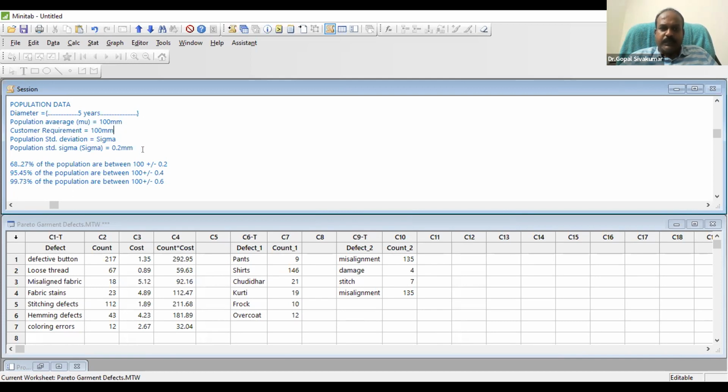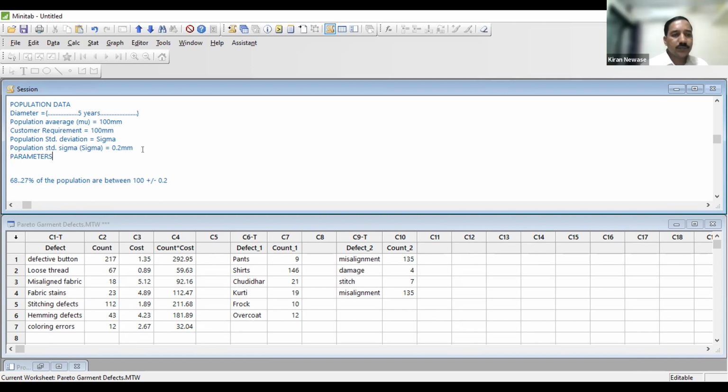Anything you calculate using population data is called a parameter. What are parameters? Anything you calculate using population data are called parameters. What is mu? Mu is a parameter. Am I right? Mu is a parameter. What is sigma? Sigma is another parameter. Parameter means the characteristics of the population.